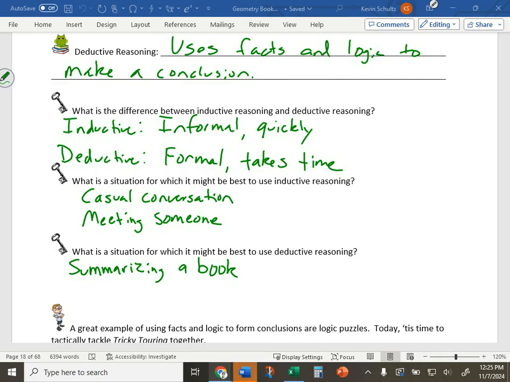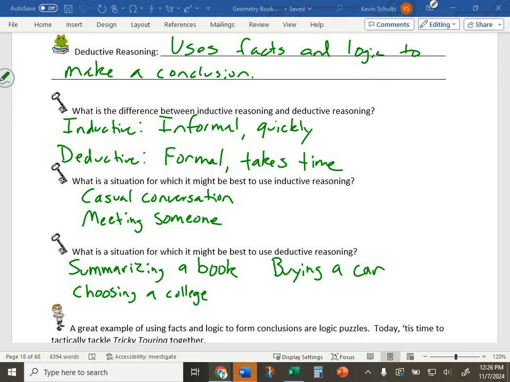What about choosing a college? Deductive or inductive? Deductive. Okay? Buying a used car, or a car in general. Deductive. Especially a used car. You don't want to just stop at the first car place you see and buy the first car you see. You should do some research on that car, kick the tires, do all those things you're supposed to do, okay? How about deciding what to wear in the morning?